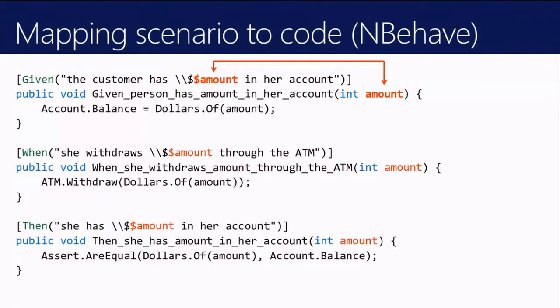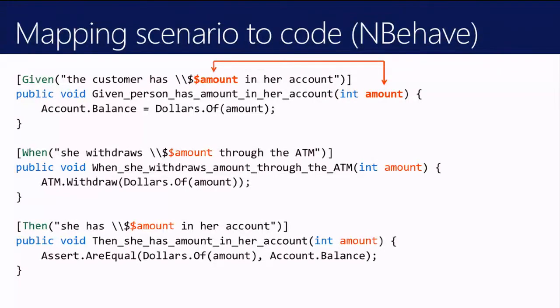And what the tool does is that it matches the sentence from the previous slide against one of these strings in the attributes, and it extracts data from the sentences that match the variables I have up there and feeds that data into the methods. So when the tool executes the scenarios, it will execute these methods and feed data into them.